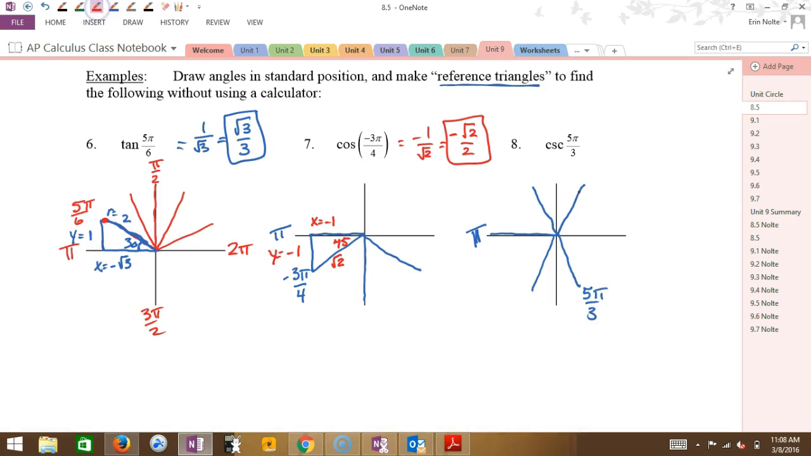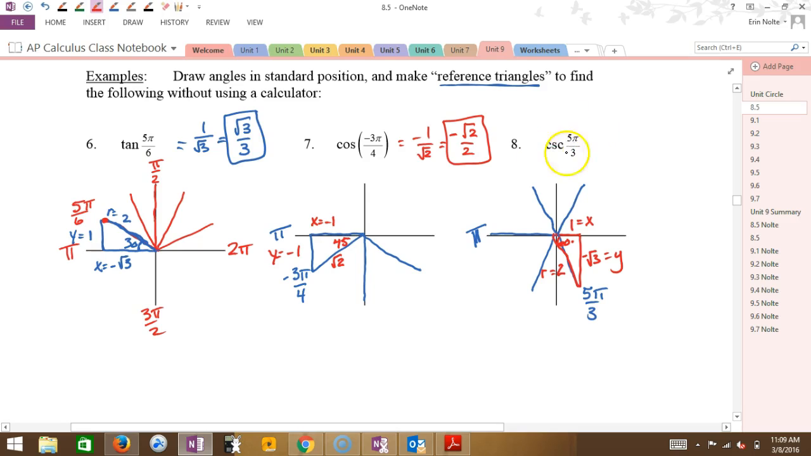Okay, so 5π/3, that's going to be a 30-60-90 triangle. This angle is 60 degrees. Using my ratios again, my short leg is 1, my hypotenuse is 2, my long leg is the square root of 3. If I think about my ordered pairs, my x would be positive because I'm going to the right. My y would be negative because I have to go down. My r is 2.